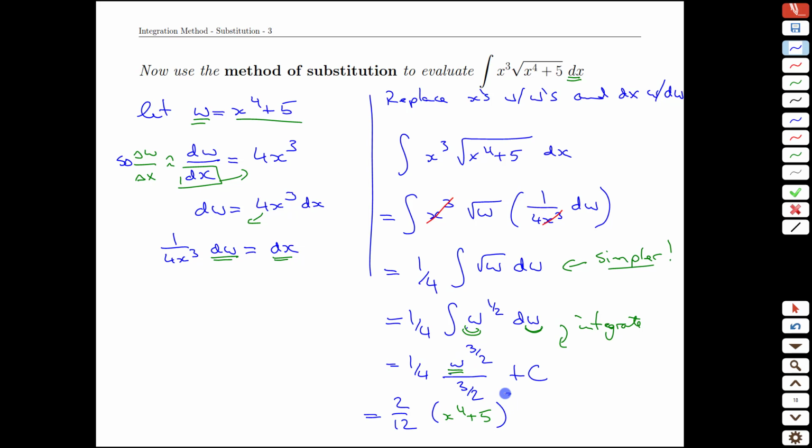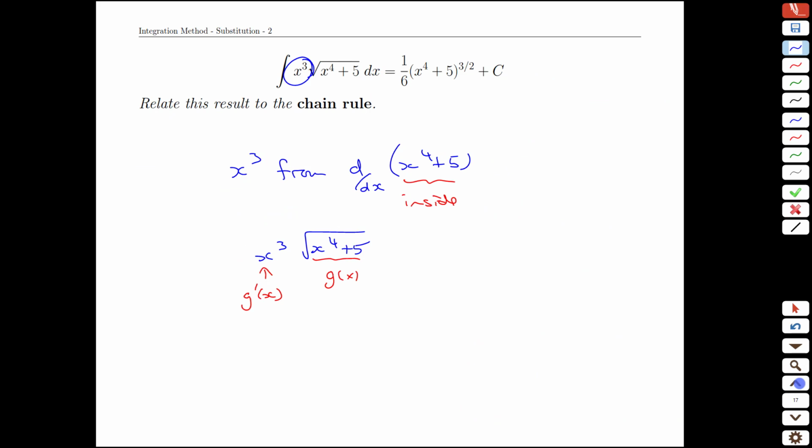We want that to the 3/2 plus a constant, and lo and behold, if we tidy up the 2/12, we have exactly the answer we checked before, which is our inside function x to the 4 plus 5 to the power 3/2 and times a 1/6, which is a constant we might not have guessed at, but which falls out when we follow this method here of defining a new variable.